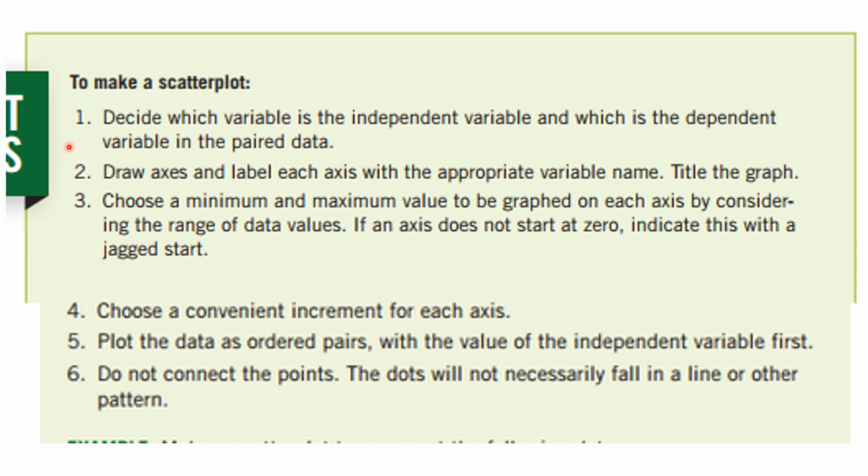So to make a scatter plot, you decide which variable is the independent variable and which is the dependent variable. Draw axes and get a scale. Title the graph, choose minimum and maximum values, and plot the data. And don't connect the points, because they won't necessarily follow a line or other pattern, but you can look at the trend and should look at the trend.